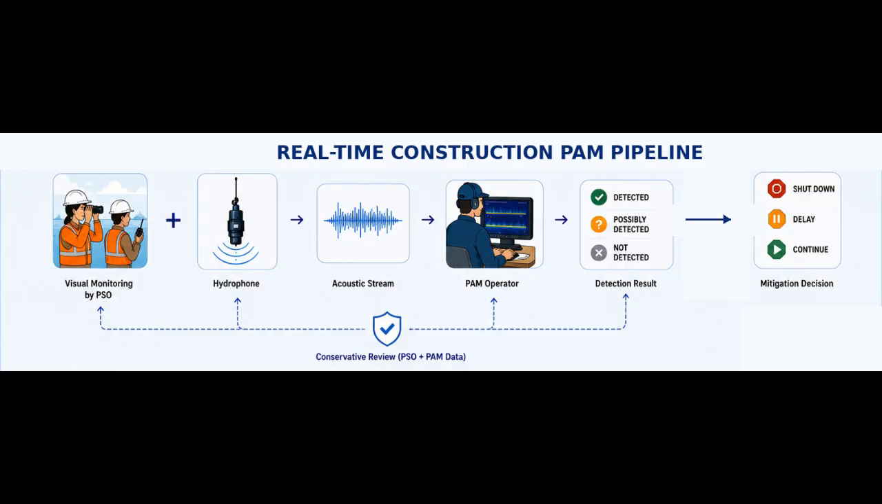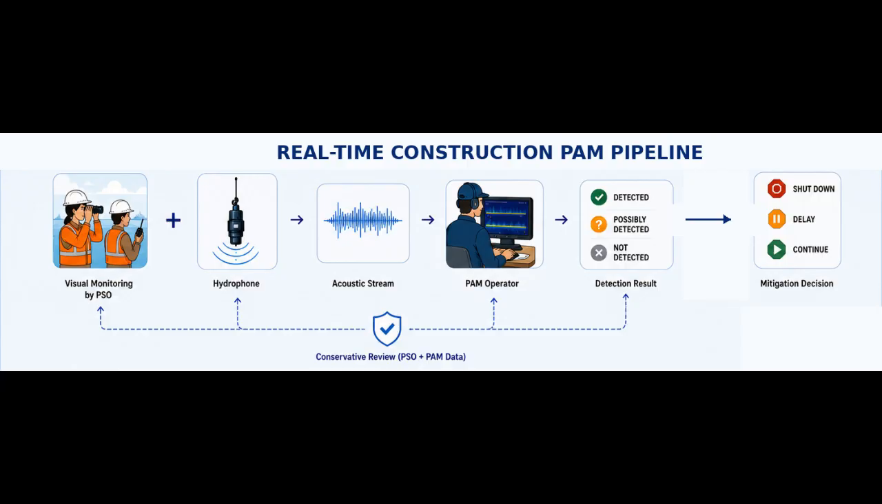Operationally, the difference between detected and possibly detected can matter less than you might think. For a highly protected species like the North Atlantic right whale, a possible detection is often treated conservatively. If the acoustic detection might be inside the relevant mitigation zone, the monitoring team may take a precautious approach.